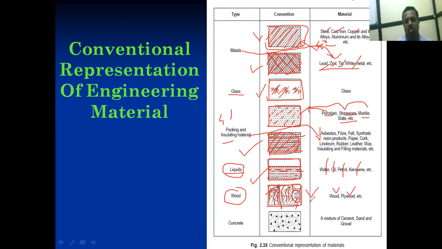The last is concrete. What is meant by concrete? Concrete is nothing but a mixture of cement, sand, and gravel. How to represent concrete? Simple, draw a square box, and inside that square box we draw small triangles like this, and inside those small triangles we draw rectangles. These are the conventional representations for the engineering materials.